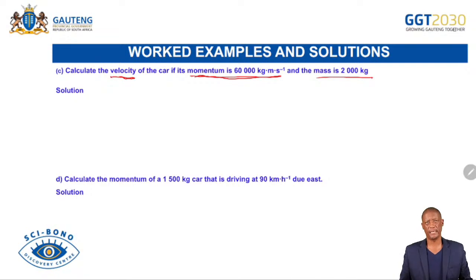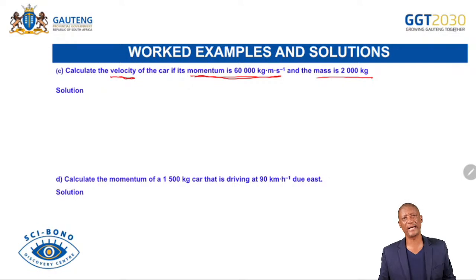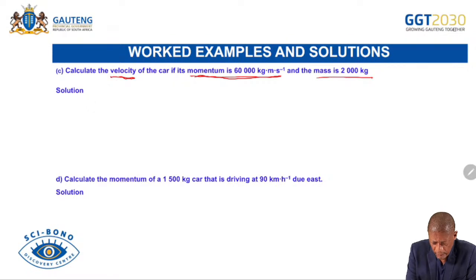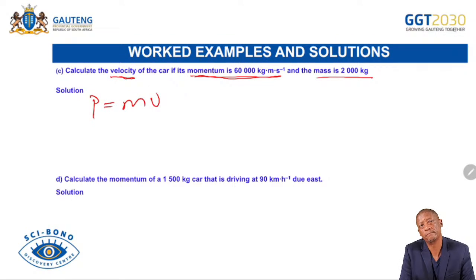Even if they want momentum, look for the formula that has velocity, giving momentum. Look for the formula that has velocity. And as I do this, I will appeal to you, learners, very strongly: if we use the formula P equals mv, we are told that we have momentum.